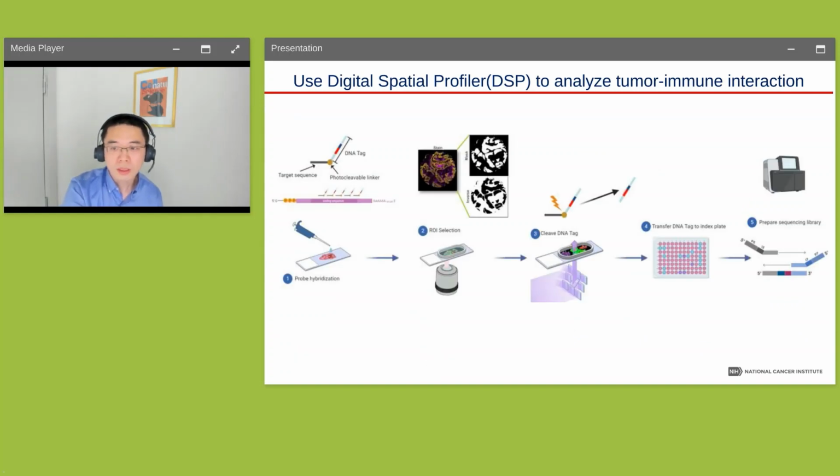So we started by using the digital spatial profiler, the genomics platform, and here is a brief introduction. It's a probe-based hybridization platform, which allows users to select the probes near certain protein markers.